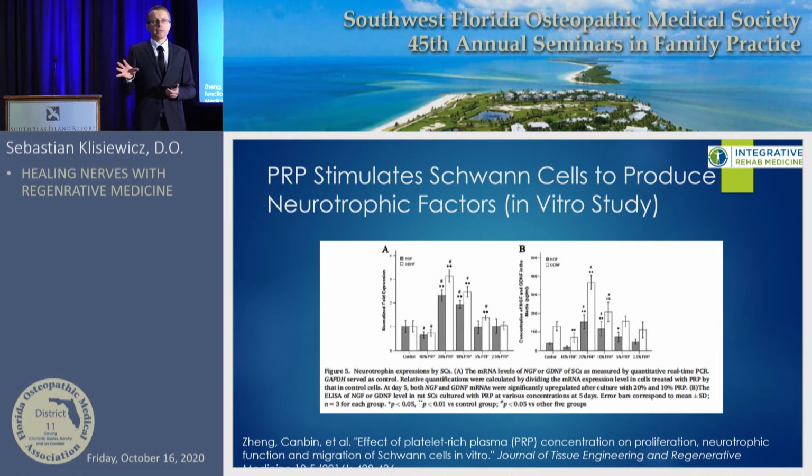They also looked at what these Schwann cells do. So we know that after we have the right PRP in that area, the Schwann cells travel to that area and they proliferate, but do they release the growth factors? And they do. It's been shown that nerve growth factor and brain-derived neurotrophic factor all increased when these Schwann cells were kind of hanging out and living in this PRP that was at the right concentration.